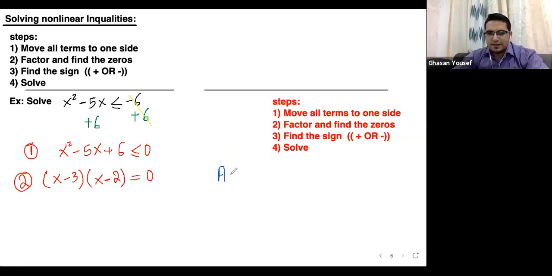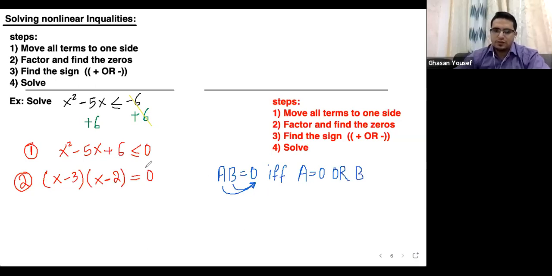So actually, Bamila is using the zero product property we used before. If I have A times B equals 0, this is equivalent, if and only if, like we said before, A equals 0 or B equals 0. This is again the zero product property.